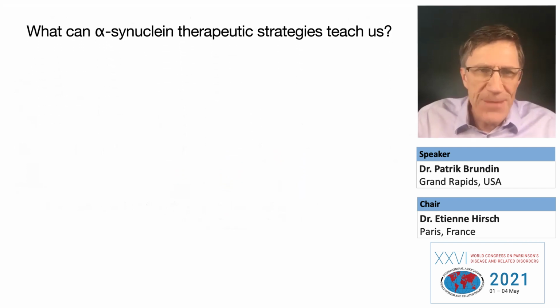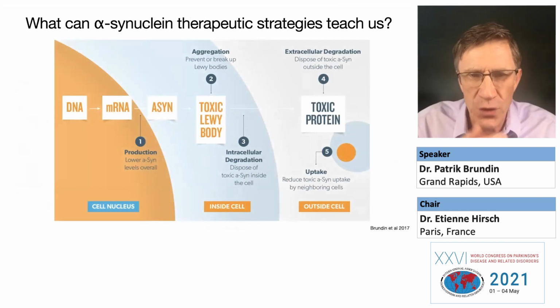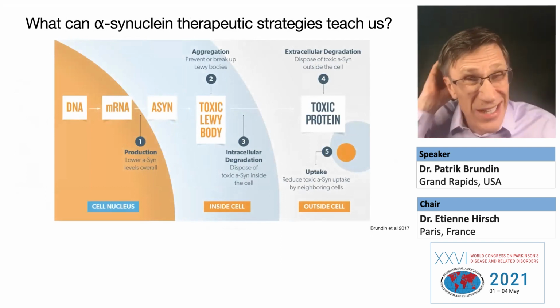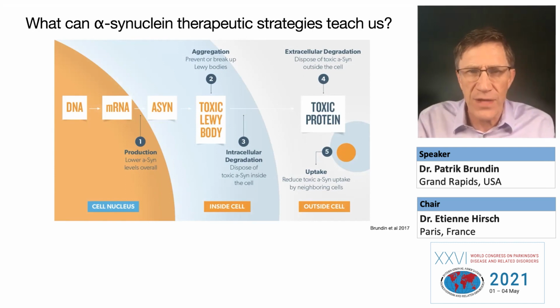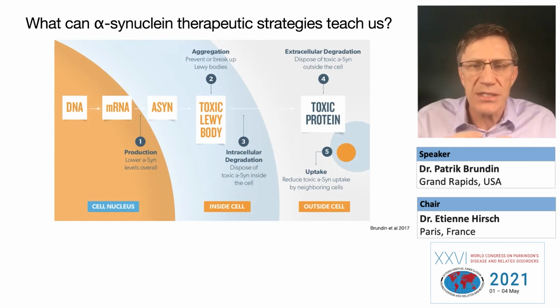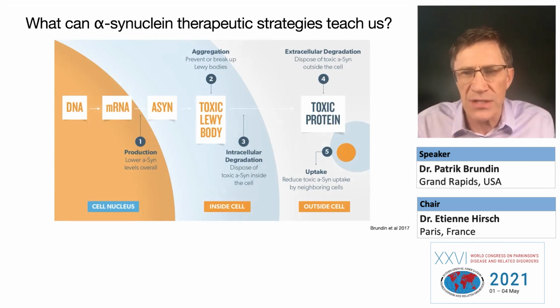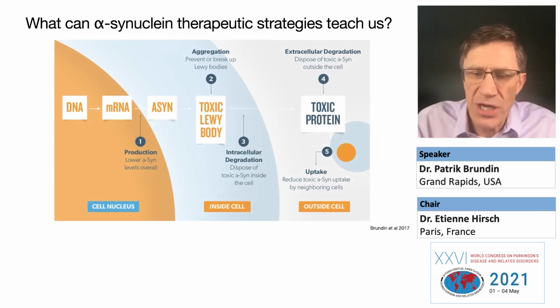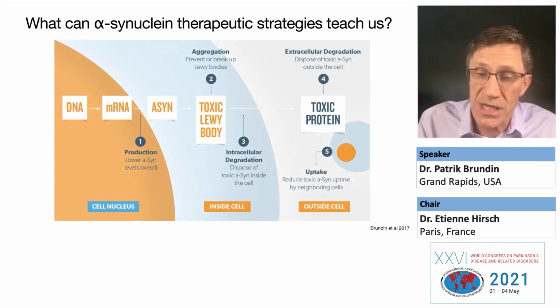Well, there are many potential ways to interfere with alpha-synuclein pathology. Here's a review we published a few years ago. One can reduce the amount of synuclein that's made, lowering it at the level of the mRNA. One can try to promote its degradation in the cell, or one can inhibit its aggregation in the cell, or potentially one can promote its degradation or its uptake by other cells once it's outside.